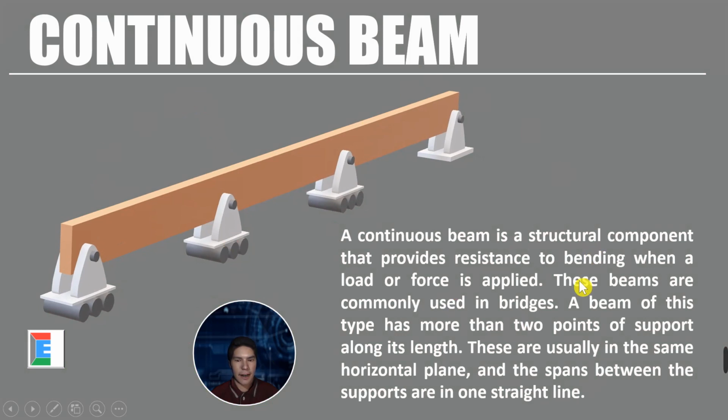Continuous beam is a structural component that provides resistance to bending when the load or force is applied. These beams are commonly used in bridges. So a beam of this type has more than 2 points of support along its length. These are usually in the same horizontal plane, and the spans between the supports are in one straight line.